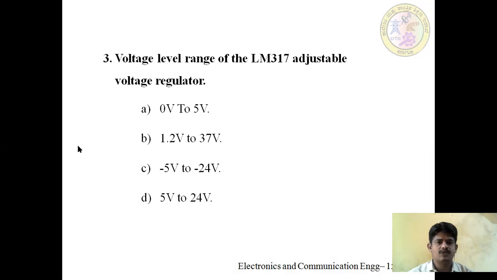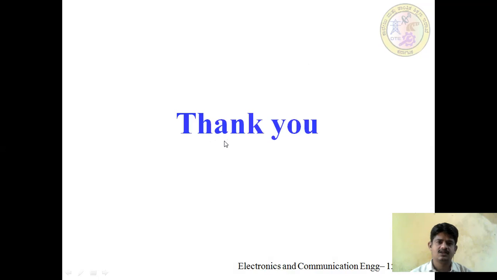And remember, this will operate only for positive voltages. So option C is not a probable answer, because it has negative voltages. So you got the answer. Which one is the correct answer? The correct answer is option B, 1.2 volt to 37 volt. We have discussed that it deals with a large range of voltages, that is 1.2 to 37. This is the correct answer.